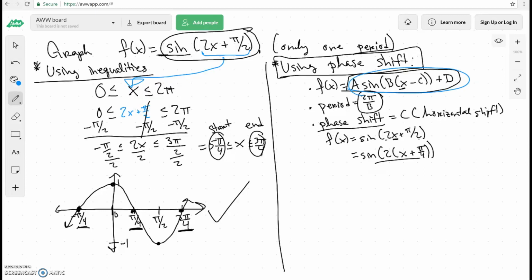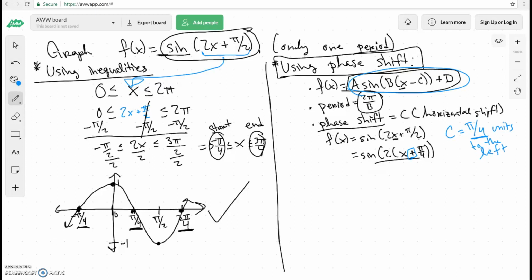In this case, we can see that the phase shift C is equal to pi over 4. And notice that this part is positive. So that means it's going to be pi over 4 units to the left. If you remember the graph transformations, it's going to be pi over 4 units to the left. So that's where it's basically going to start. Oh, well, negative pi over 4, because it's going to be pi over 4 units to the left.